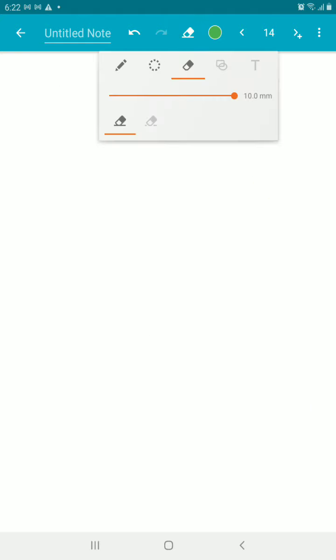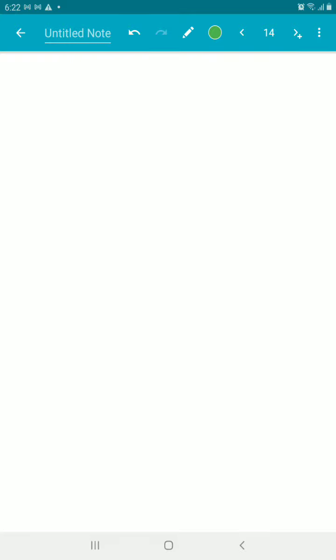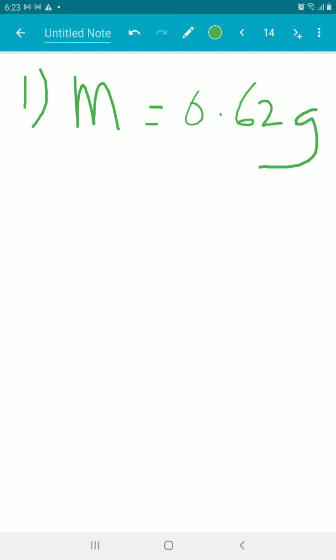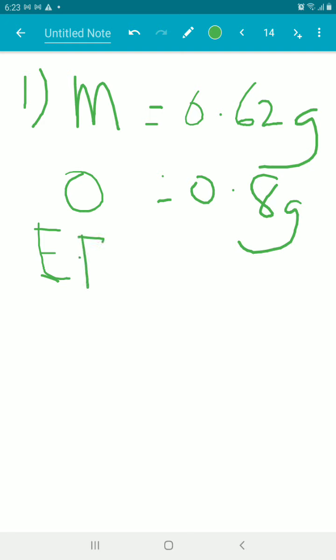Question number 1. The mass of M is 0.62 gram, then the mass of oxygen is 0.8 gram. Then determine the empirical formula. That is question number 1.